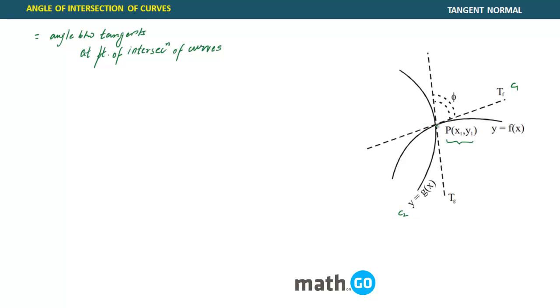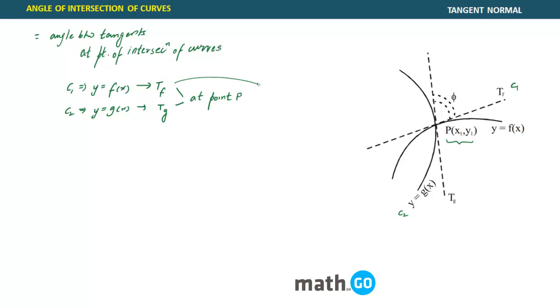If we draw tangents at the point P to both the curves, for the C1 curve, which is y equal to f(x), the tangent is given by TF in the diagram, right? And for the C2 curve, that is y equal to g(x), the tangent is given by TG. These are the tangents at point P, both of them.